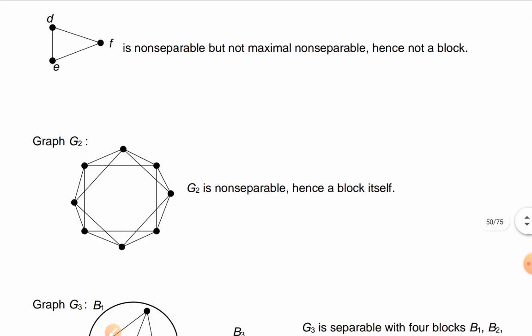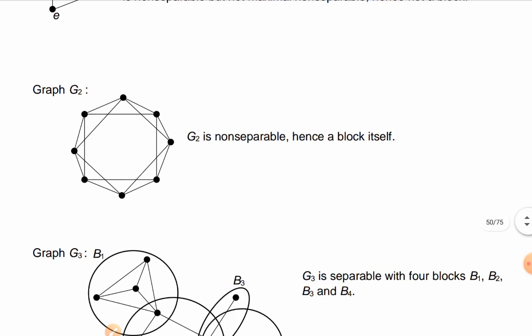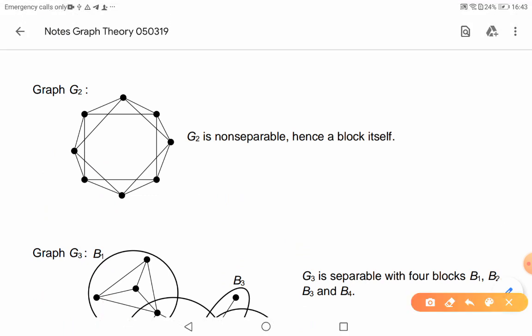So let's say graph G2. This graph also is non-separable, hence it is only a block of itself. If you see, this is not a cut vertex, and this vertex is also not a cut vertex. So this is non-separable, and there is only one block.